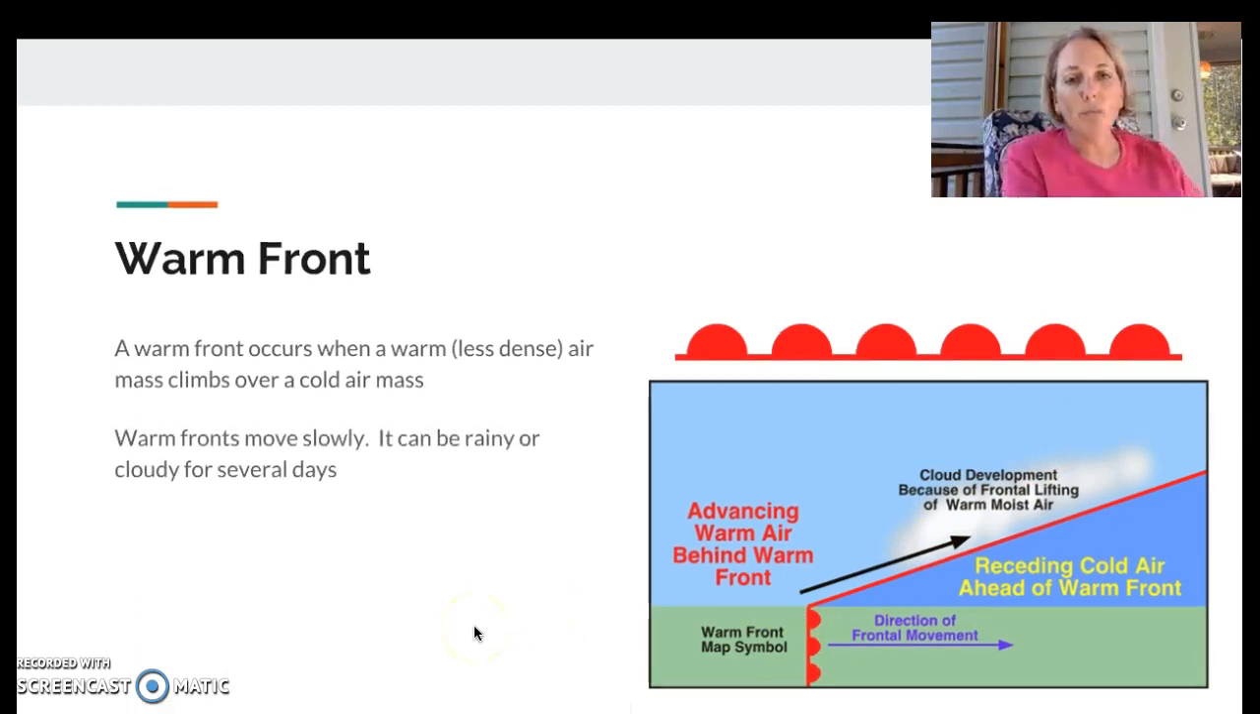Warm fronts move very slowly, and because it does move slowly, it could be rainy or cloudy for several days. After it passes, the weather is warm and humid. So after it does pass, you will get that nice, warm, humid air, typically what you think about when it's summertime in North Carolina.